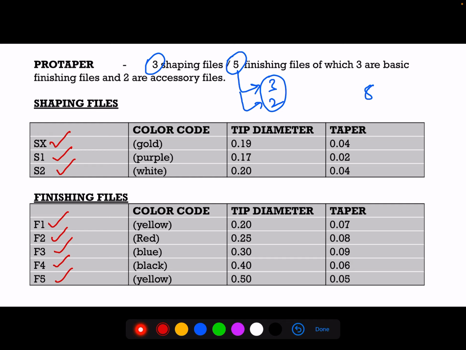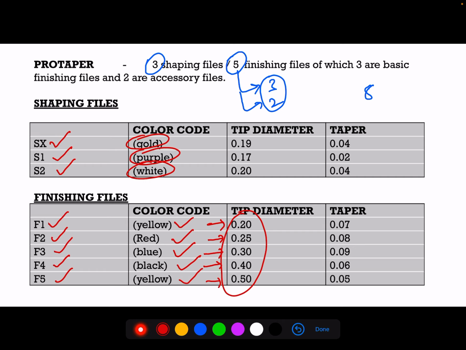The color coding is one of the important aspects that they can ask questions on, either in the viva of a third year MDS student, probably in pedo and conservative endo. The coding is gold, purple and white for SX, S1, S2, whereas the finishing files have the same coding system as the hand files, that is yellow, red, blue, black and yellow again. The tip diameters are the same as hand files. Yellow is 20, red is 25, blue is 30, black is 40 and yellow comes again with 50.